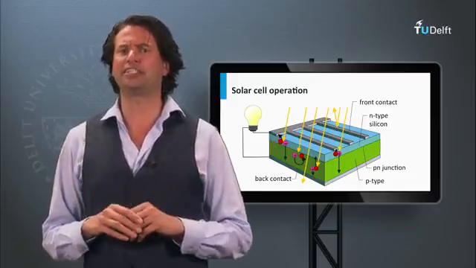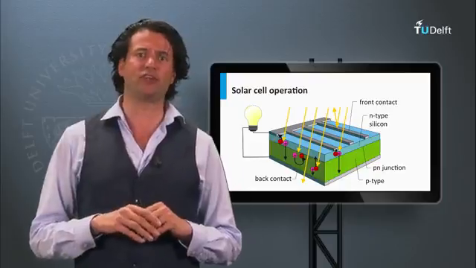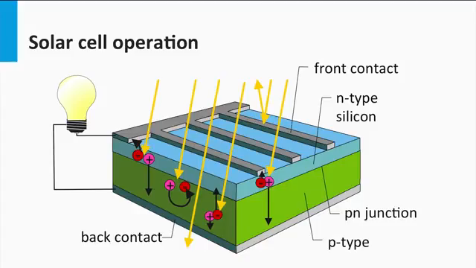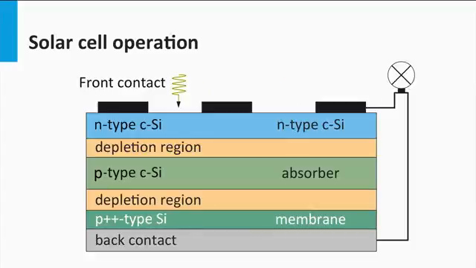Here we see a simplified representation of a silicon-based solar cell. It consists of the crystalline silicon absorber layer, a p-n junction to separate the light-excited charge carriers, and a metal front and back contact. Here we see the same structure, but in a cross-sectional view. The light enters the solar cell from the front side in this illustration, that is the top side.